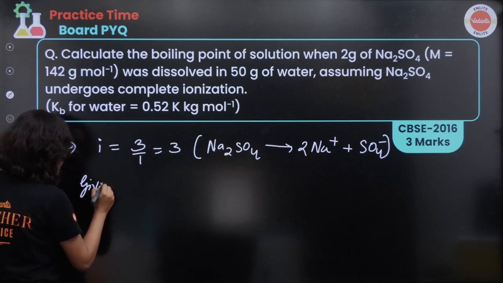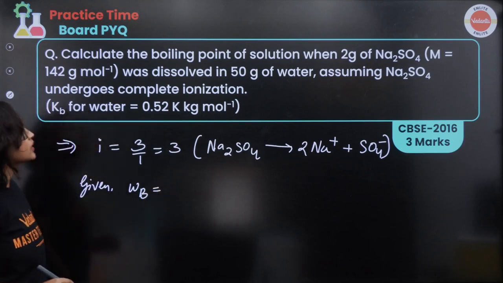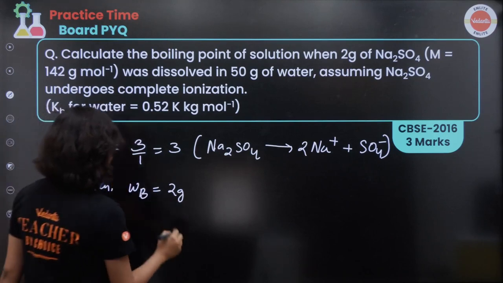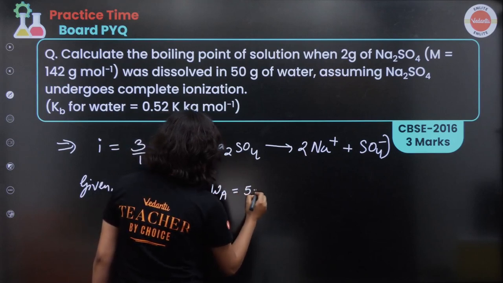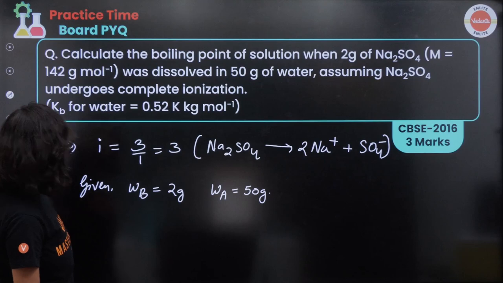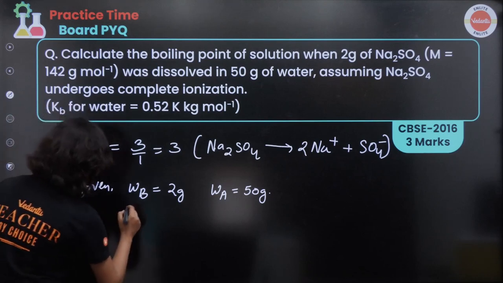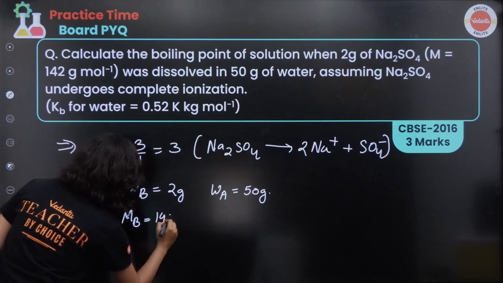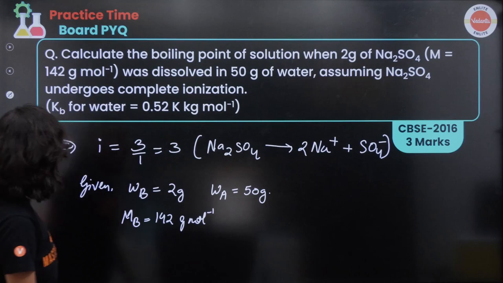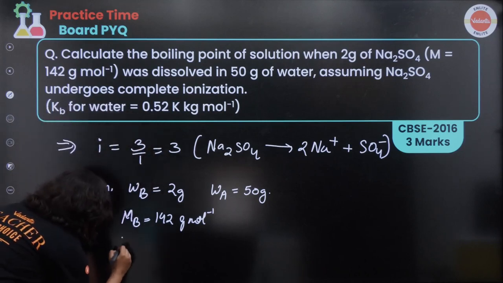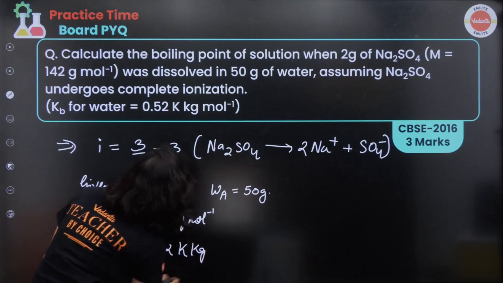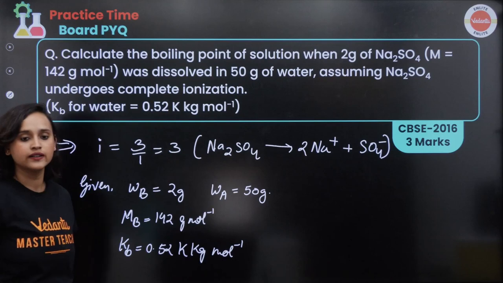Now, what are the given factors here? WB is given 2 gram, right? What else is given? WA is also given, 50 gram. MB is given, 142 gram per mole, isn't it? And then we are also given KB. KB is 0.52 Kelvin kg per mole. Right, everybody? Yes.